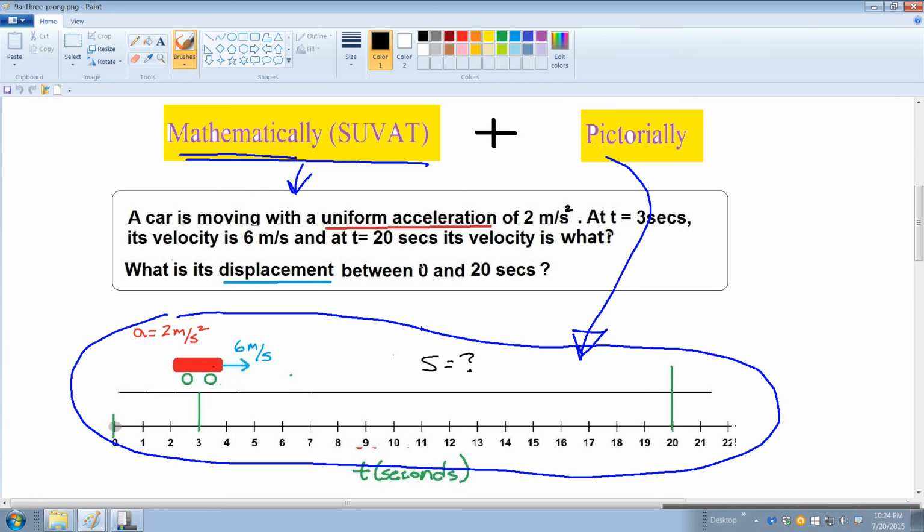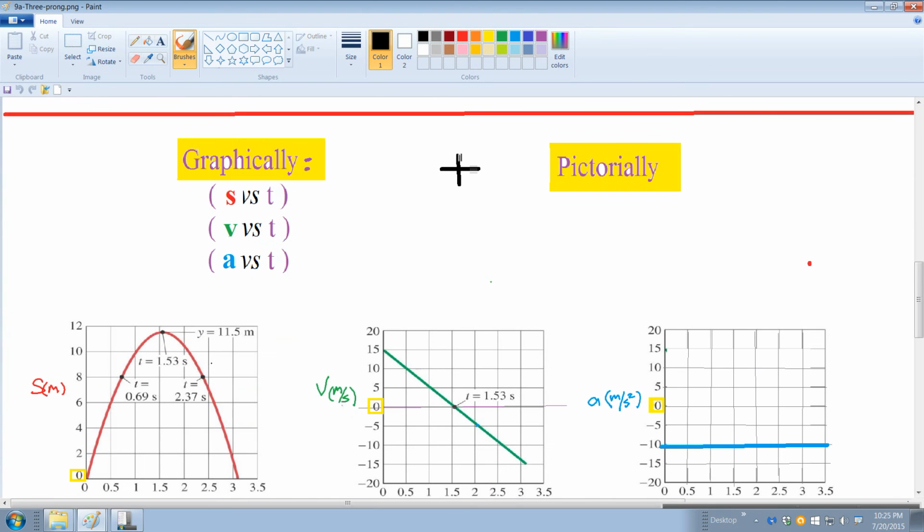you just don't want to plug and chug the SUVAT method. That's why I'm a little hesitant about just telling people to fly with that and not understand graphic analysis. I would never dream of that. You really need to apply a lot of time to understanding the graphs of kinematics, and that would be this.